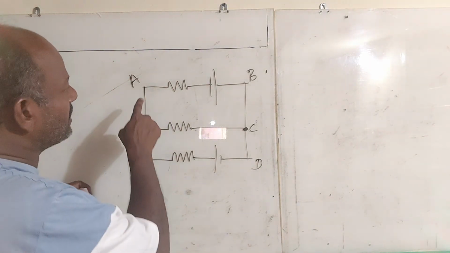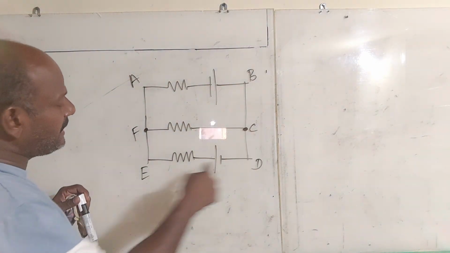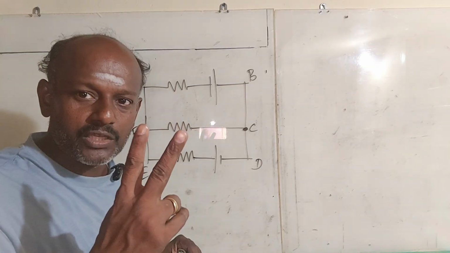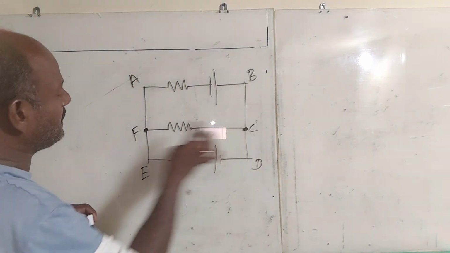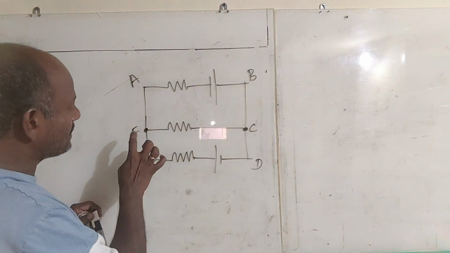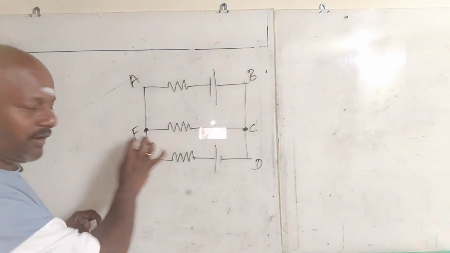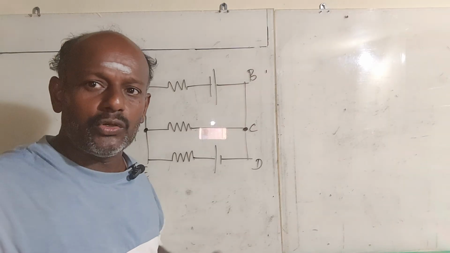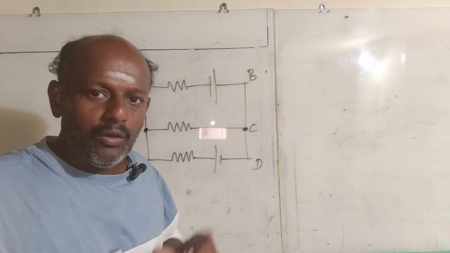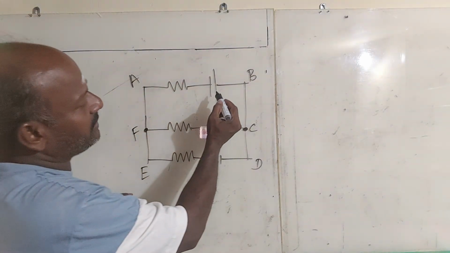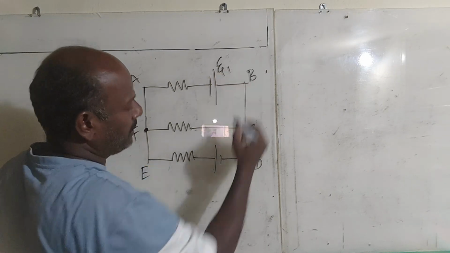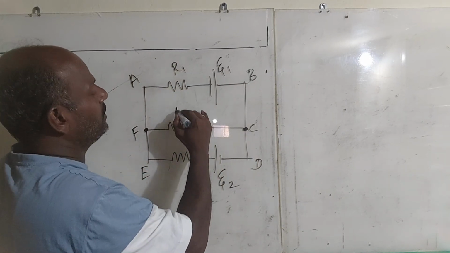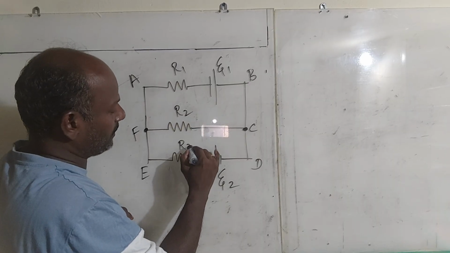Let us consider A, B, C, D, E, F, A. It's a closed circuit. I can take two closed circuits. One is A, B, C, F, A. Another one is F, C, D, E, F. Or the whole. So it is our convenience. So if the battery's EMF will be taken as E1 and the other EMF will be taken as E2, and this is R1 and this is R2 and this is R3.